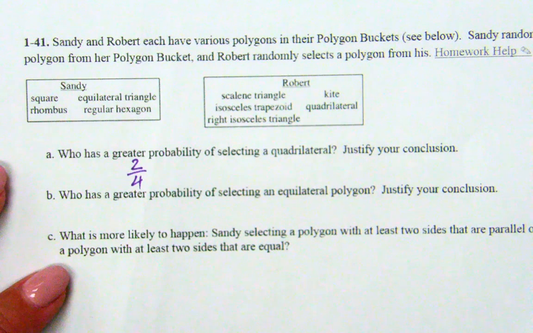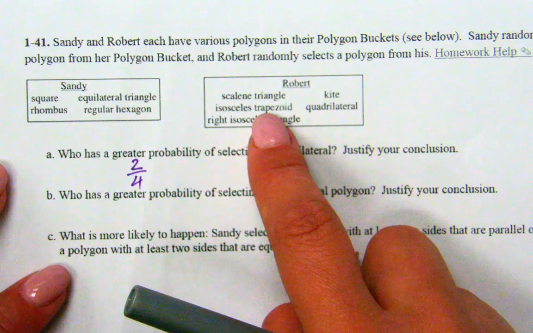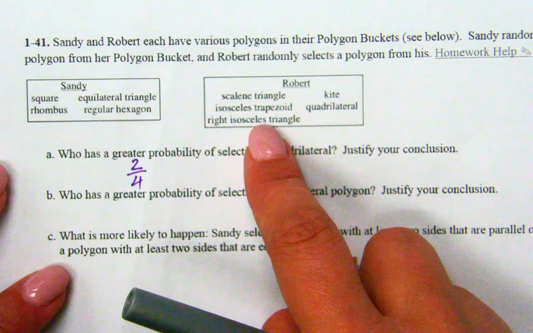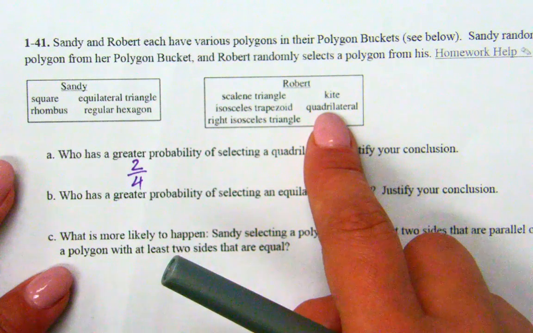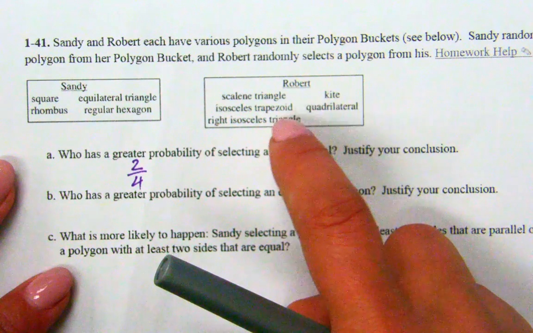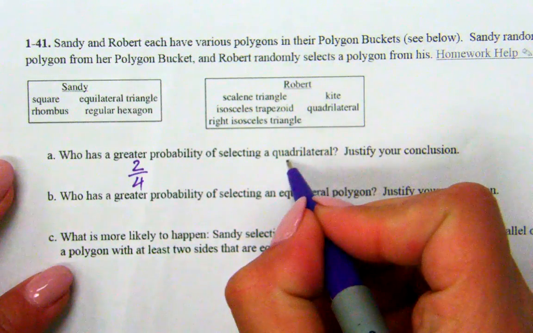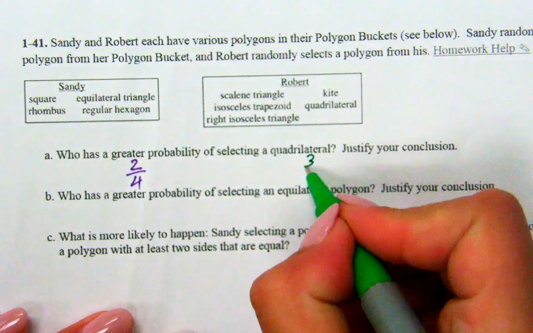For Robert, let's see, that would be a triangle. Trapezoid has 4 sides, so there's 1. Another triangle. A kite has 4 sides, and a quadrilateral obviously has 4 sides. So he's got 3: trapezoid, kite, and quadrilateral. I'm going to use a different color. So he has 3 out of 5.